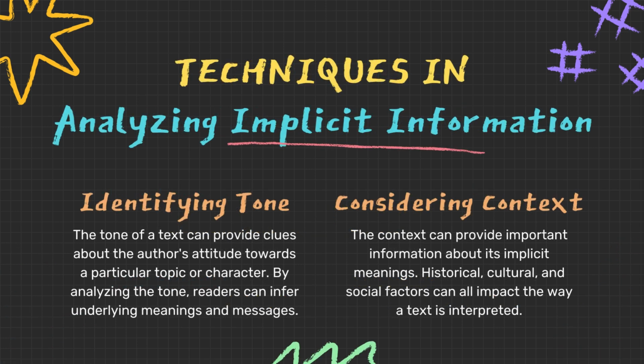Techniques in analyzing implicit information. Identifying tone. The tone of a text can provide clues about the author's attitude towards a particular topic or character. By analyzing the tone, readers can infer underlying meanings and messages. Considering context. The context can provide important information about its implicit meanings. Historical, cultural, and social factors can all impact the way a text is interpreted.